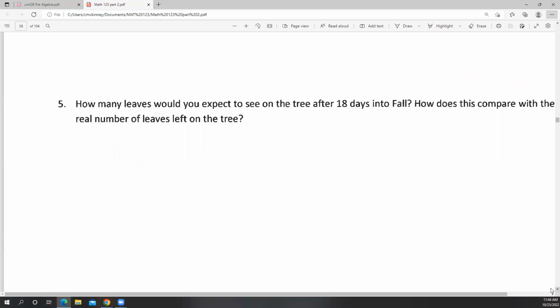And how does it compare then? The dots are not the dotted line, but the dots are the actual numbers when they counted.